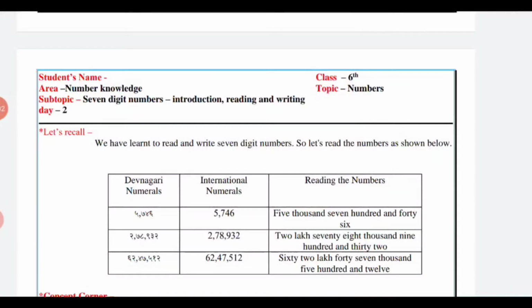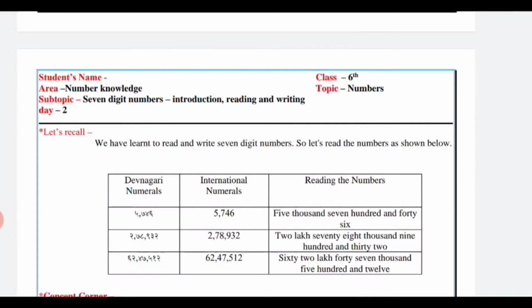Children, I will continue day 2 in the same video. Day 2 is dealing with area number knowledge. Topic is numbers. Subtopic is 7-digit numbers, introduction, reading and writing.